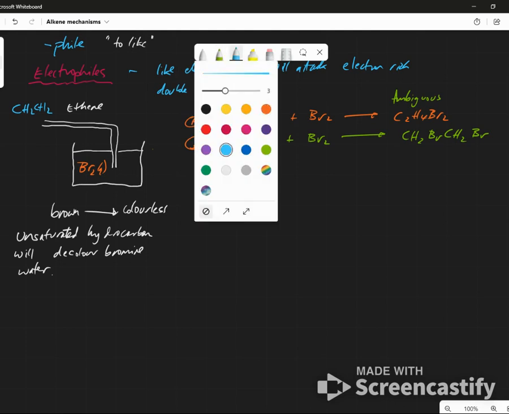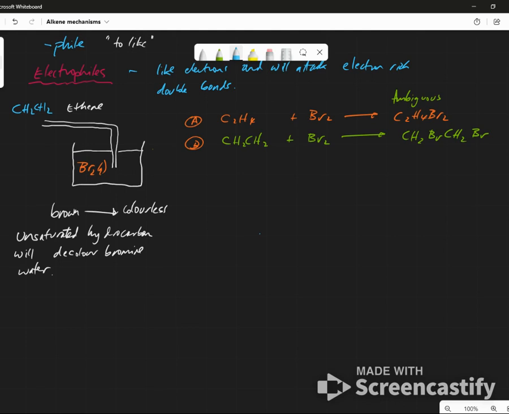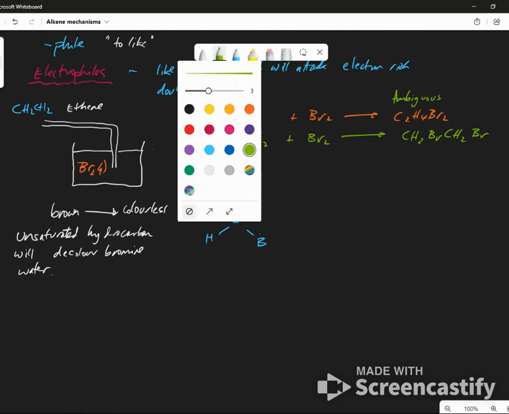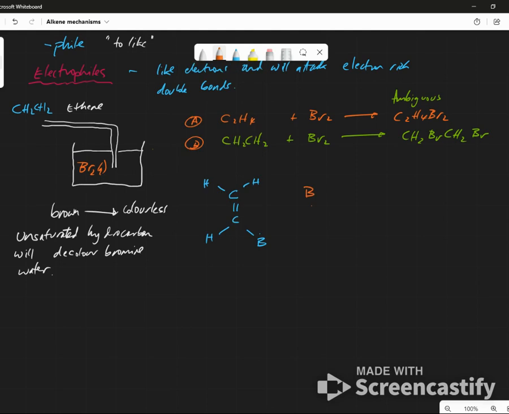All right, I'm going to redraw it now. We often draw it like this, don't we? CC. This is ethene. And I'm going to react it with bromine. We're going to react it with bromine. Okay, and I'm going to get my product. And my product looks like this. Okay, and we get that.